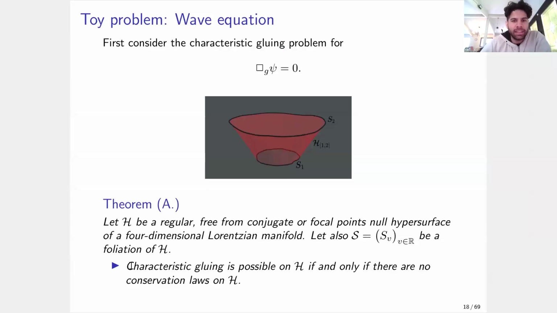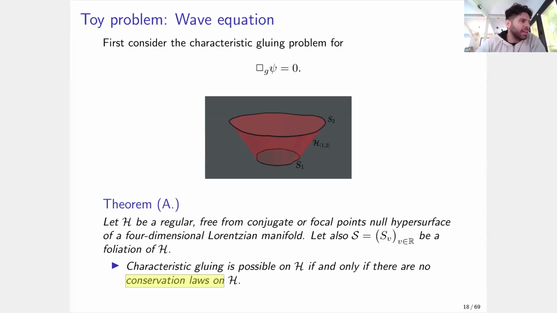And the main result says that you can find a solution to the wave equation with given data on S1 and with given data on S2, provided that S1 and S2 are separated by a null hypersurface, provided on the null hypersurface there are no conservation laws. So the first theorem says that the only obstruction to constructing such a solution to the wave equation, where you know your data here and here, is conservation laws in this direction. No other obstruction, no monotonicity, nothing. It's an exact conservation law.